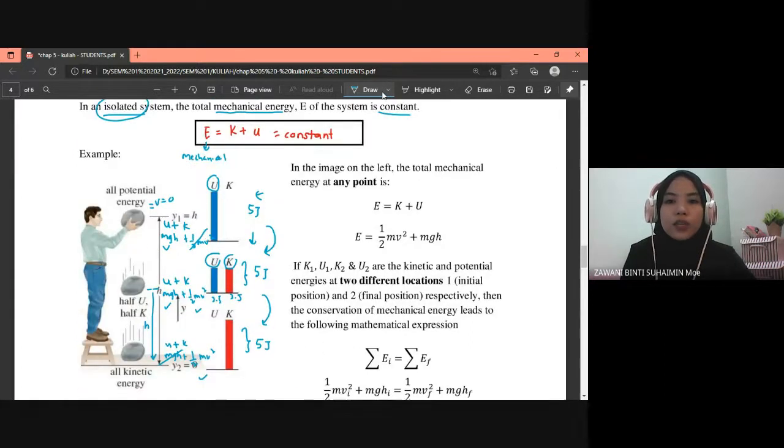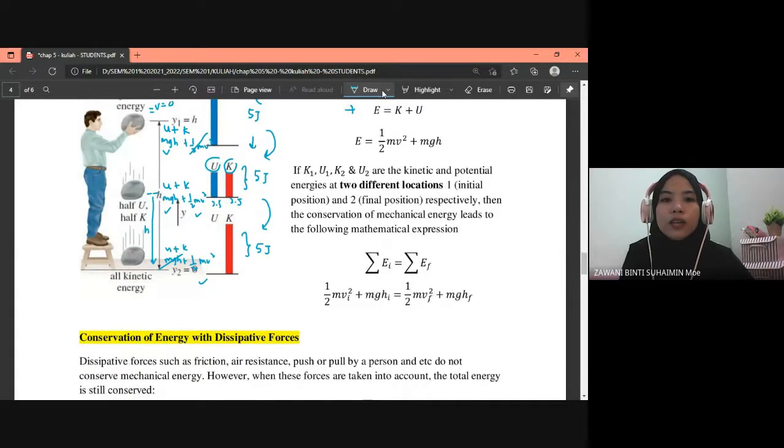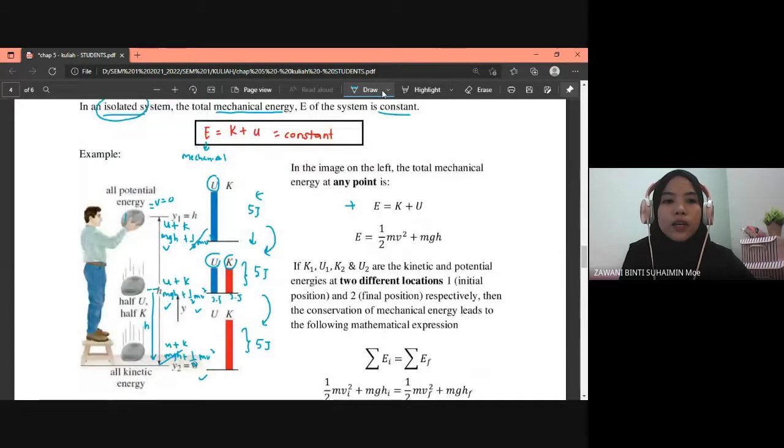Okay, so contoh kat sini total energy kita ada 2, itu kinetic energy dan juga mgh. Contoh initial point, dia nak awak kaji daripada point A dengan point B.